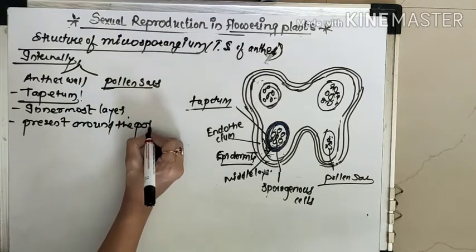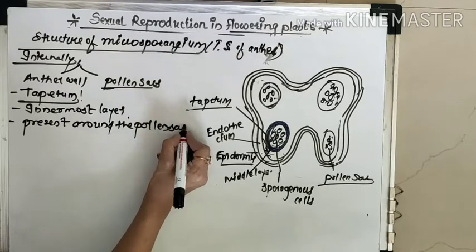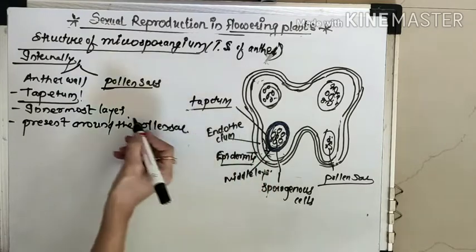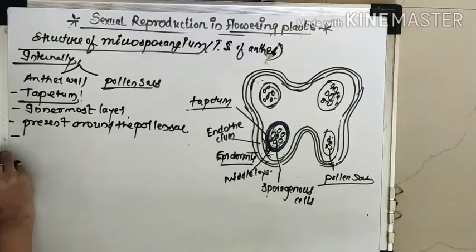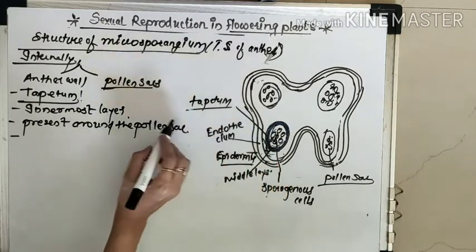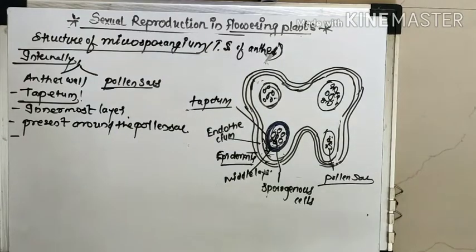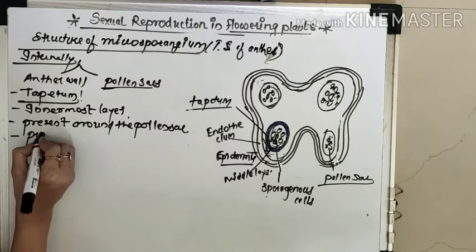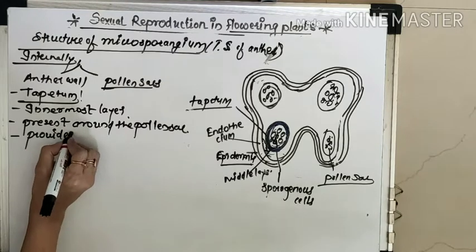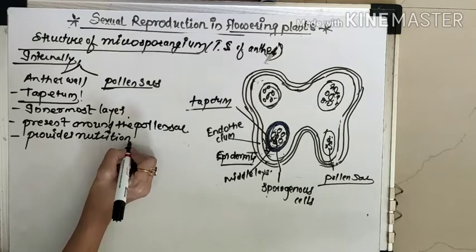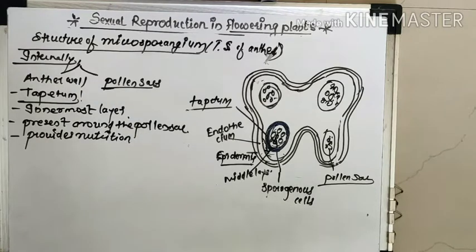Okay, what is the need of this layer? Why is this layer very, very important? Because it provides nutrition to the developing pollen grain, whatever pollen grains are present inside this pollen sac, right? So this tapetum provides nutrition to the developing pollen grain.